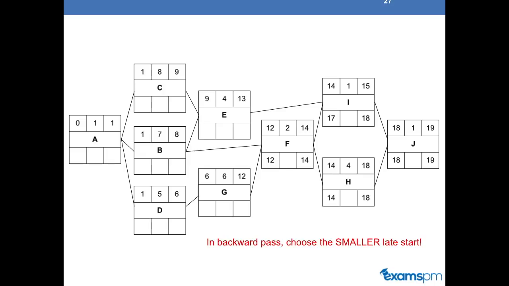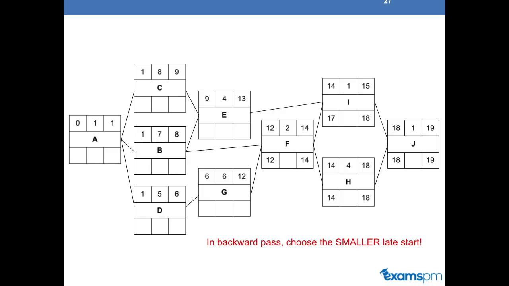Next, we have activity F. In the backward path, it's important that you choose a smaller number. So we can see that both I and H will lead to activity F in the backward path. So activity I has a late start of 17 weeks and activity H has a late start of 14 weeks. Now, why did we pick 14 as a late finish for activity F? So why do we pick the smaller number here?